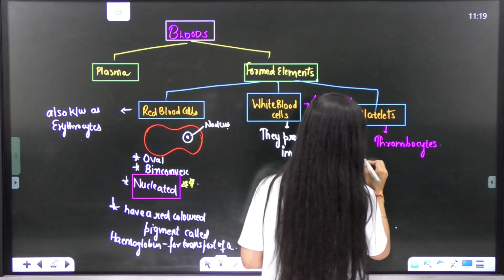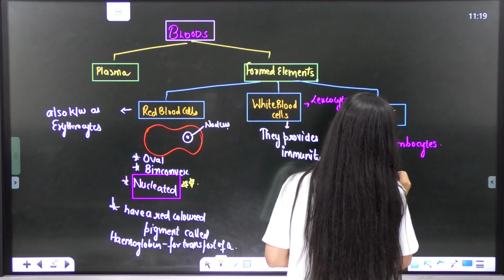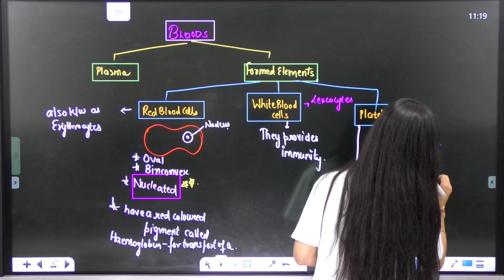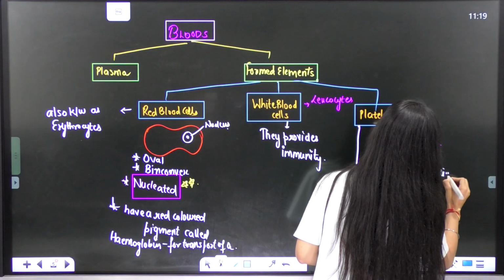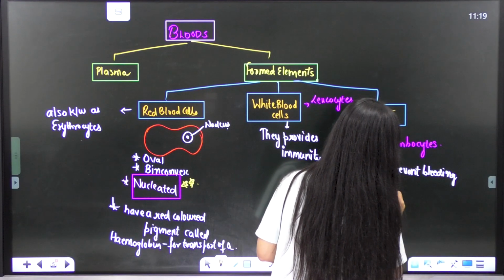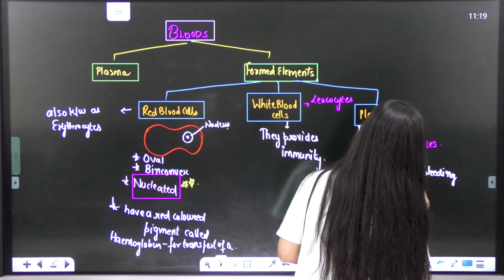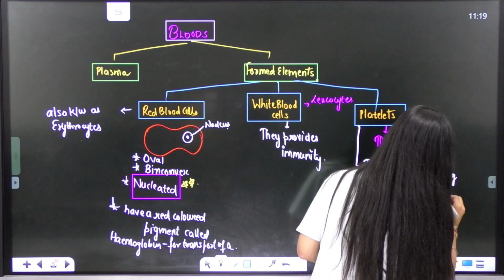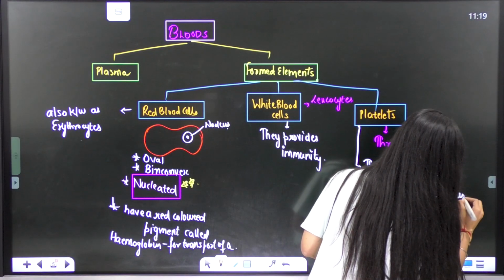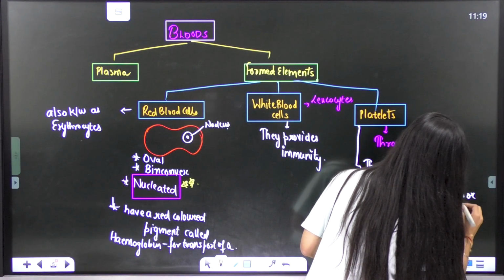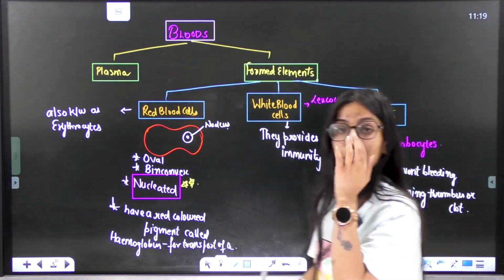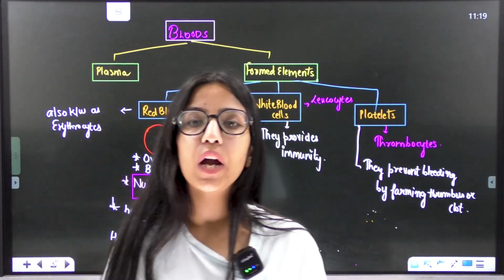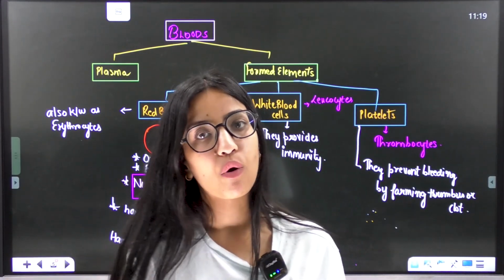So they prevent bleeding by forming thrombus or clot. Right? So with this we have completed the blood vascular system of frog.